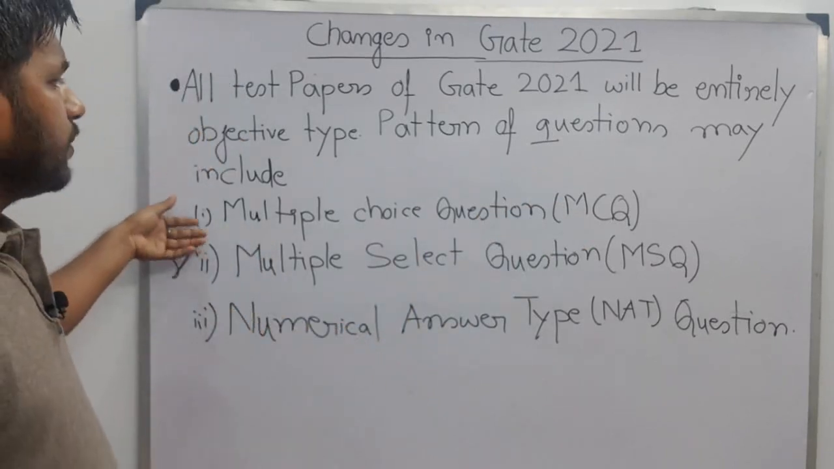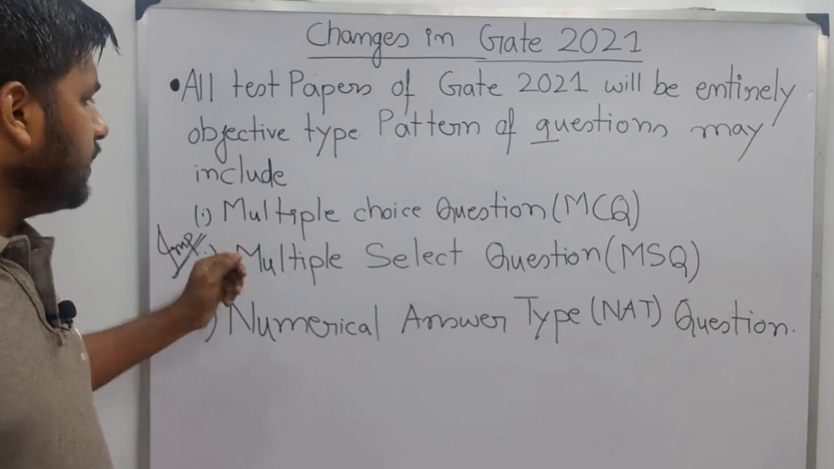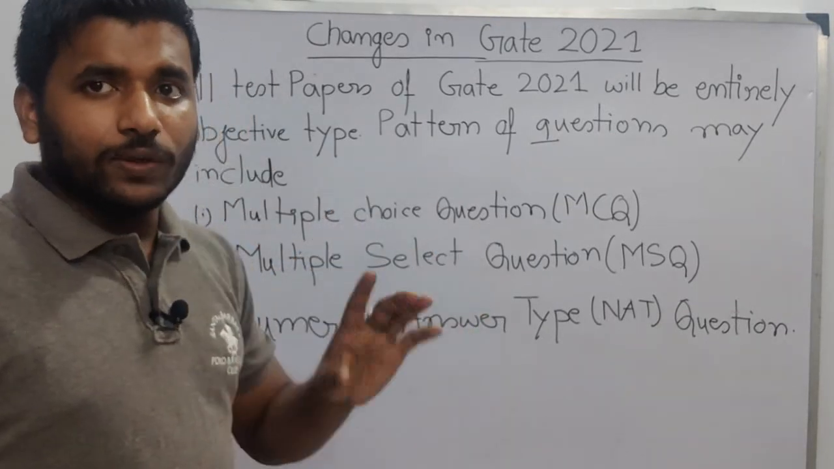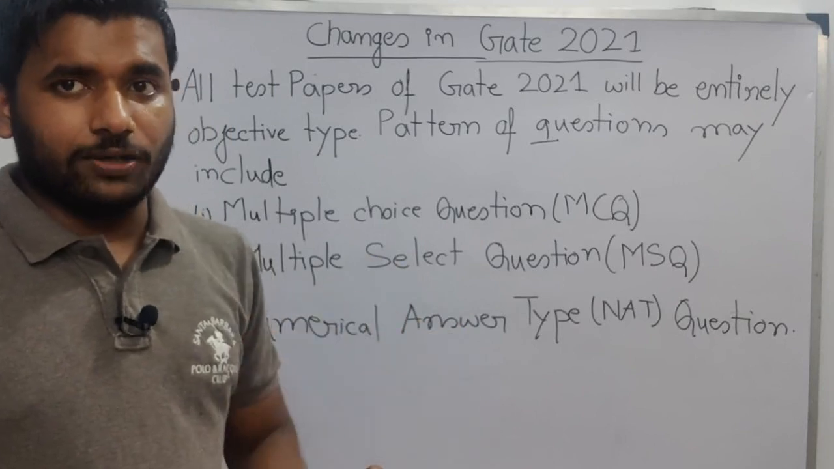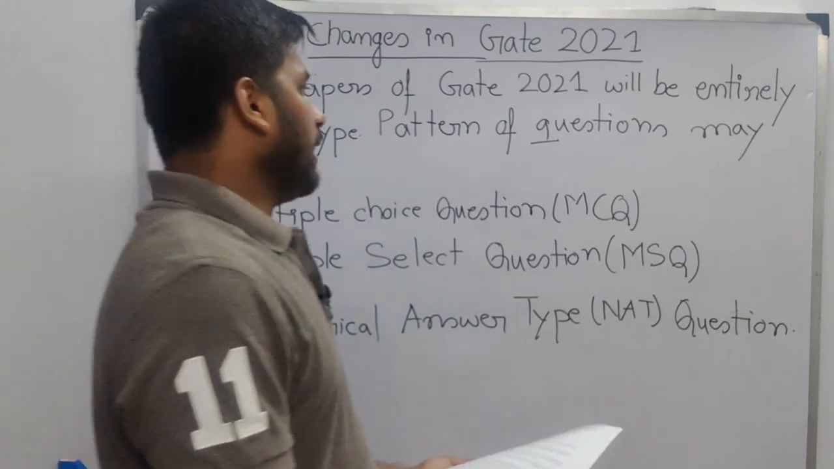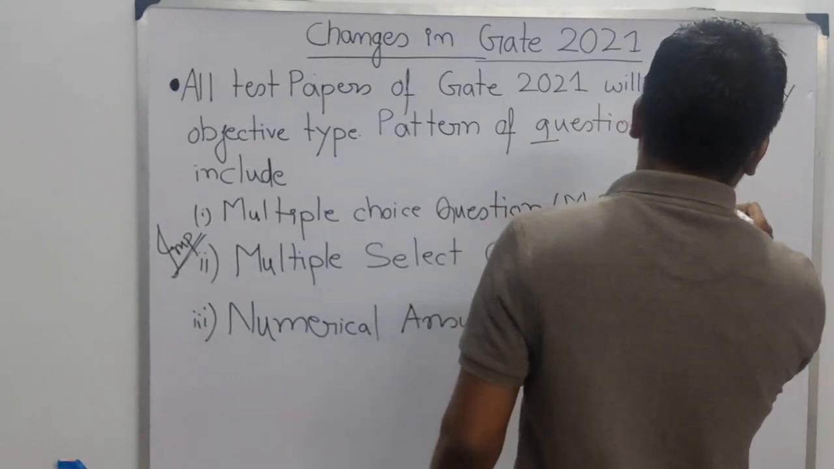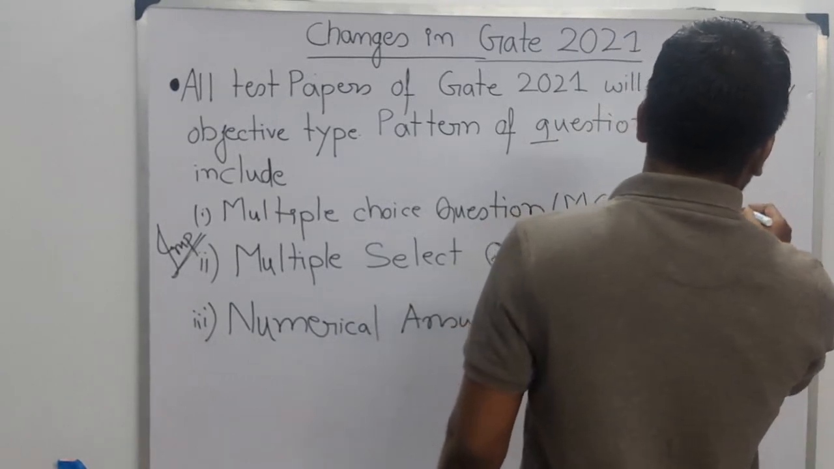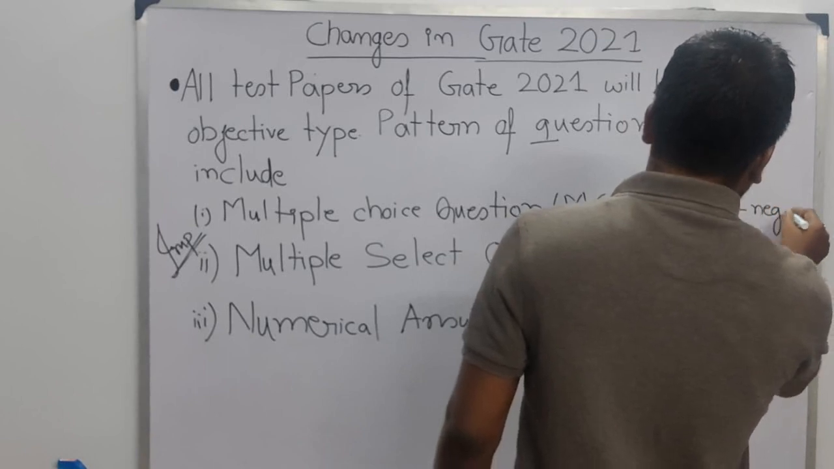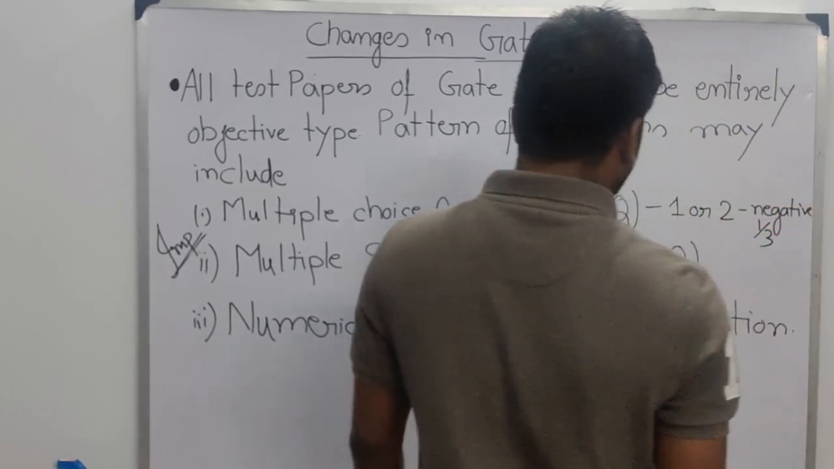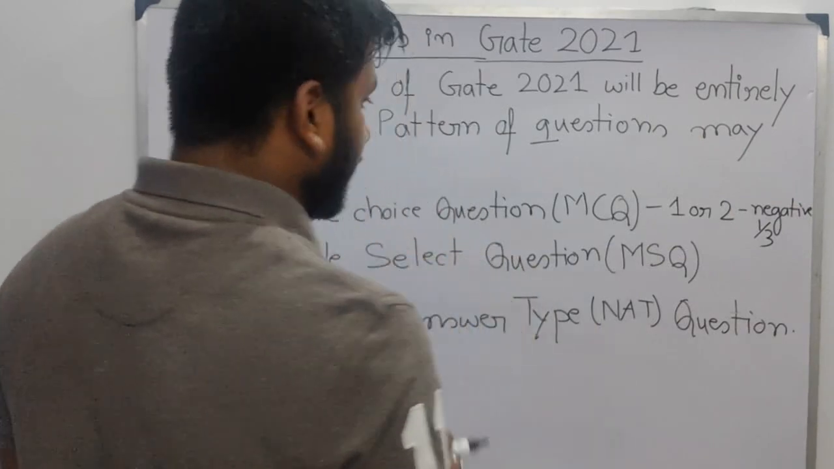So what is the difference between MCQ and multiple select question? In MCQ, out of 4 options, only one is going to be the correct option. It is going to carry 1 or 2 marks, and this happens in every section. There is a negative marking for that, and 1/3 of the marks is going to be the negative marking.